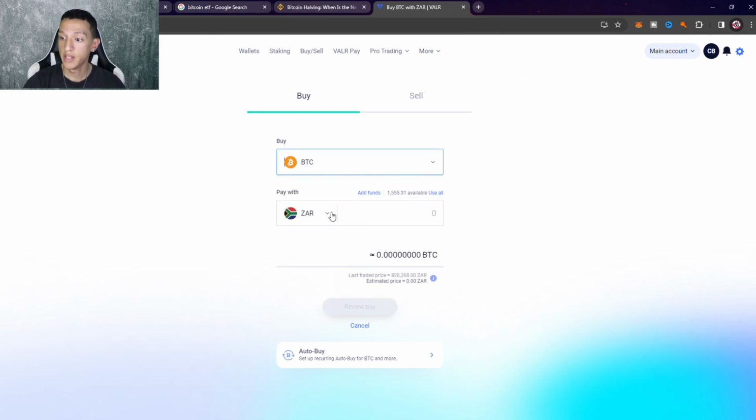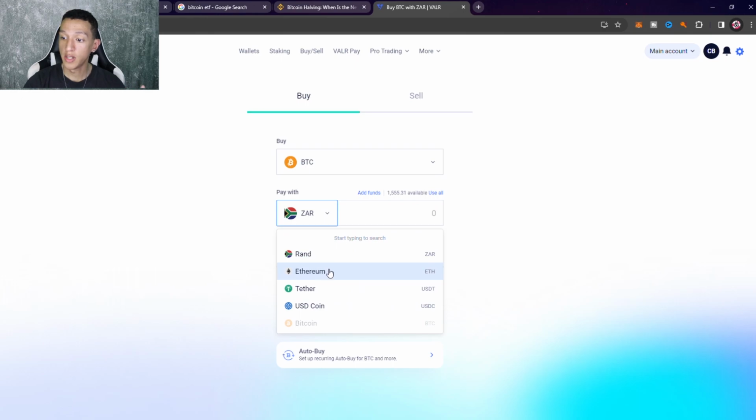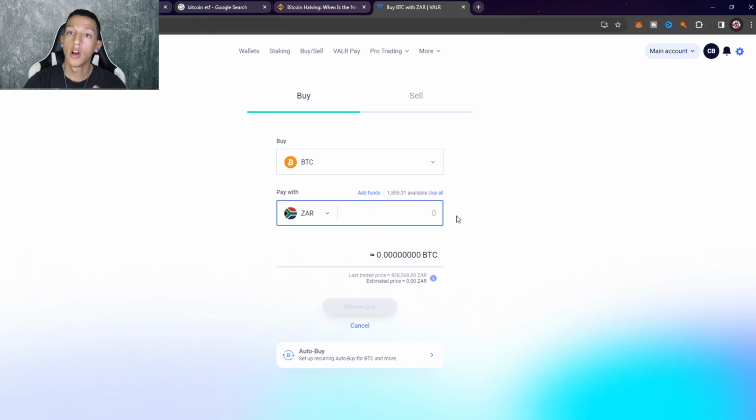So you're going to say you want to buy BTC. For the amount, you can see we can pay with Ethereum, but obviously we're going to use ZAR. And now it knows how much you want to buy. So I want to buy 500 and I'll buy instantly.